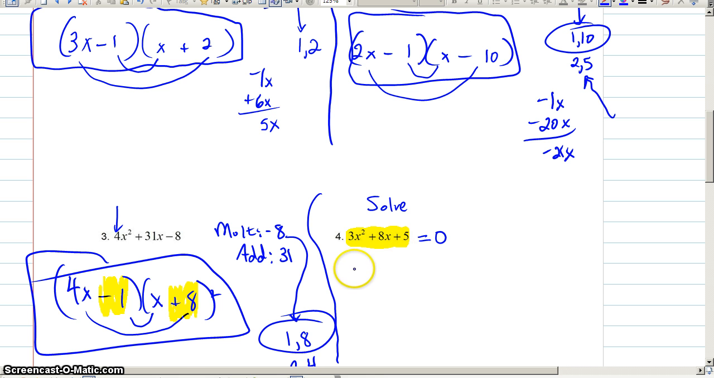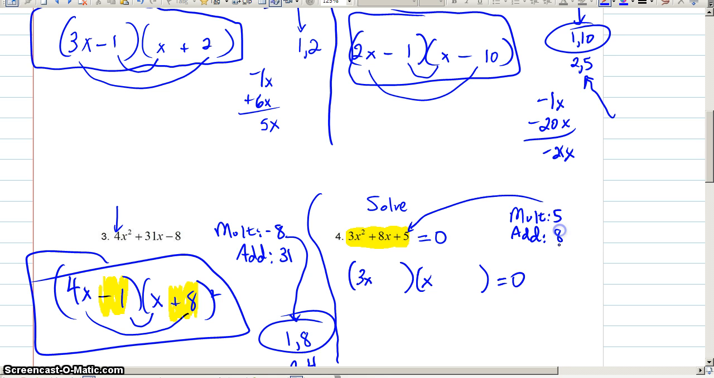So instead, we're going to get started here. We know that we're going to have a 3x and just an x, because 3x squared, the only way I can multiply to that is to have a 3x and a 1x. But I am going to have to multiply to a 5. That's your constant term. In the middle term with an 8, we're going to have two numbers add up to 8. Now, multiplying to 5, there aren't a lot of ways that can happen. Just a 1 and a 5.